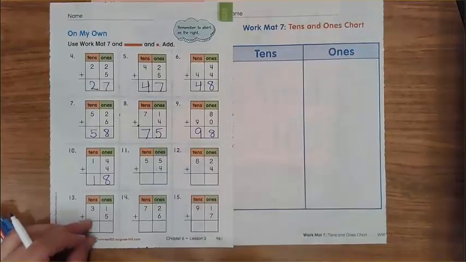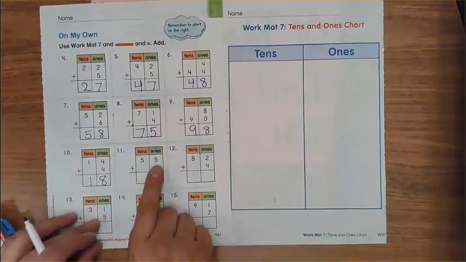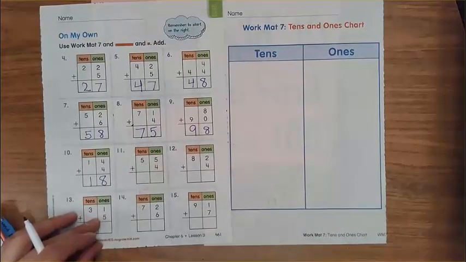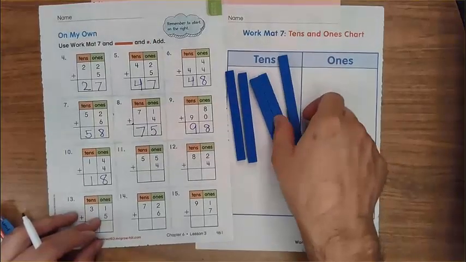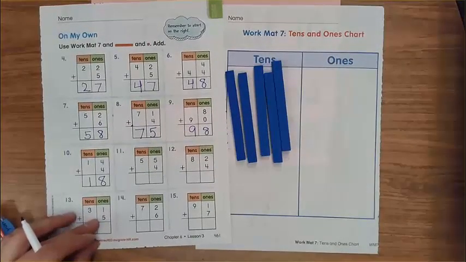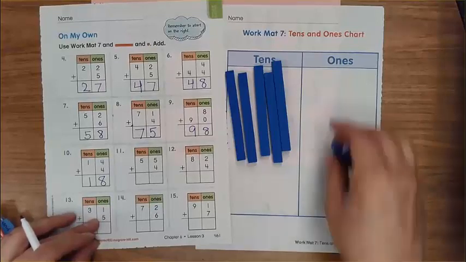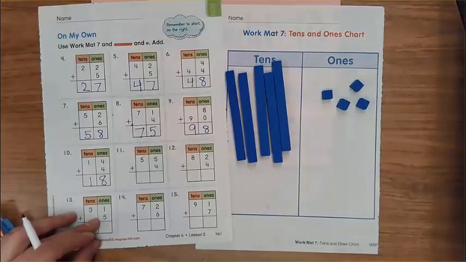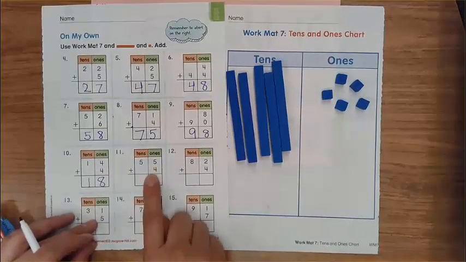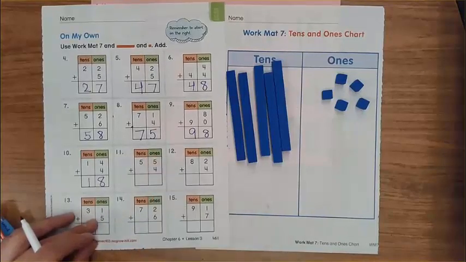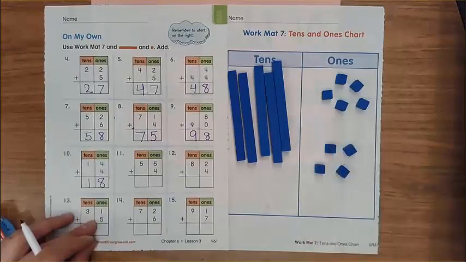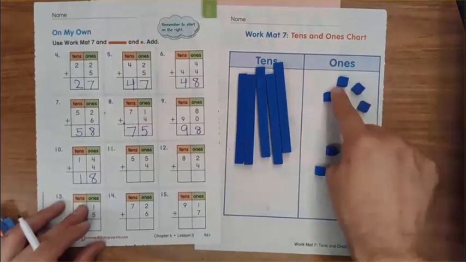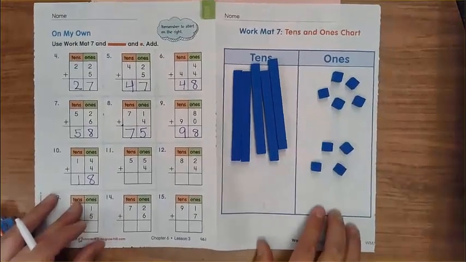Okay, let's do the next one. The next one says 55 plus 4. Okay, so let's put 55. 5 tens and 5 ones. 1, 2, 3, 4, 5, so that's 5 tens, and then 5 ones, 1, 2, 3, 4, 5, so that's 55. And now it says to add 4 ones, right, because that 4 is in the ones column. 1, 2, 3, 4. So let's add the ones together. 5 plus 4 makes 9.